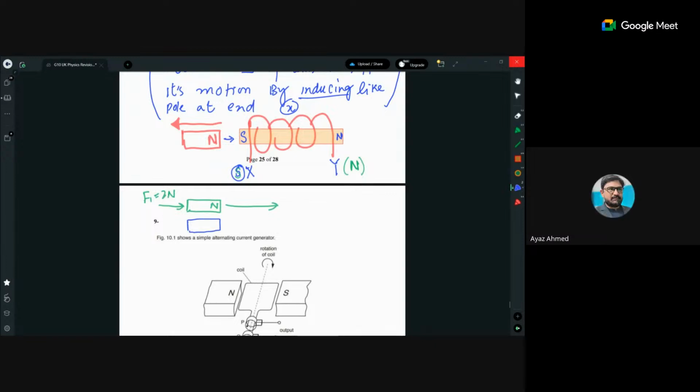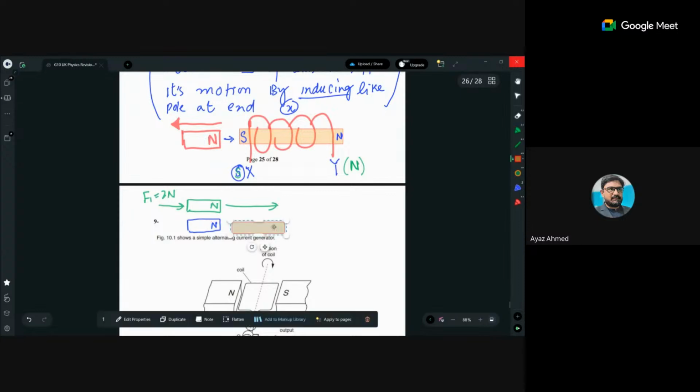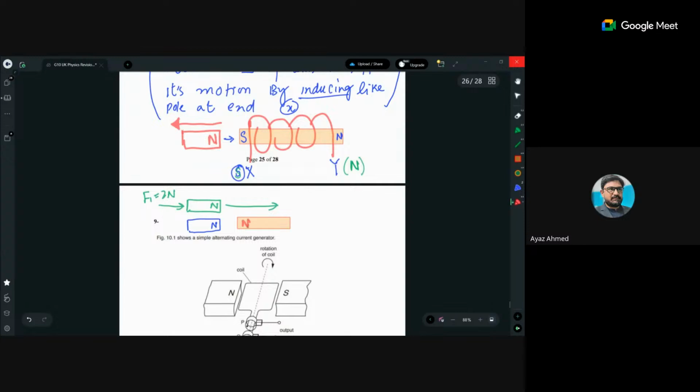Yes, sir. Now you are moving the same north pole in front of a magnet in which there is a north pole. So if you want to move this blue magnet closer to this north pole, what do you have to do? Will you be required more force or not? More force. Yes, because there is a repulsion. Is it clear? Yes, sir.